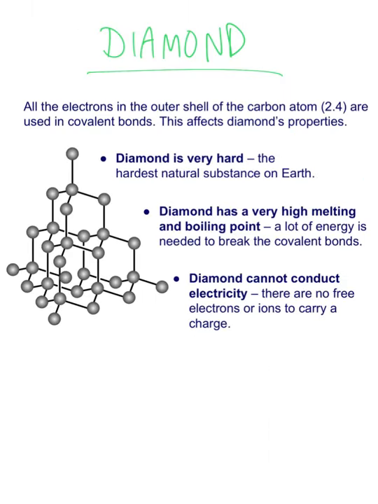Now this is diamond. Diamond's picture looks like so. Most of the diagrams you see will look like so. And actually each of those dots in diamond is a carbon atom. So if you didn't know this already, diamond is essentially just made out of carbon. That's all it is.